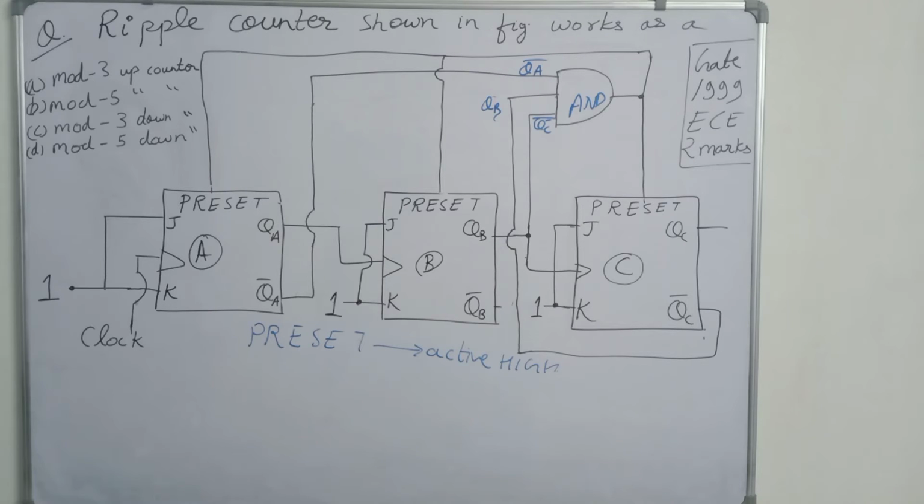So the concept you must understand is that when the preset is given, then the circuit will work as a down counter. When preset is given, then the circuit works as a down counter only.